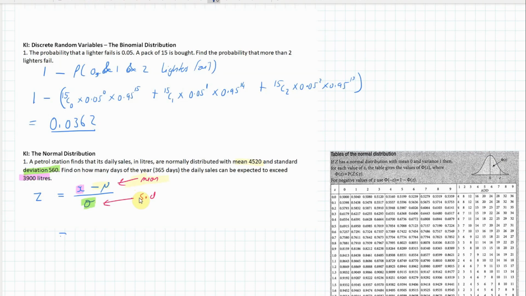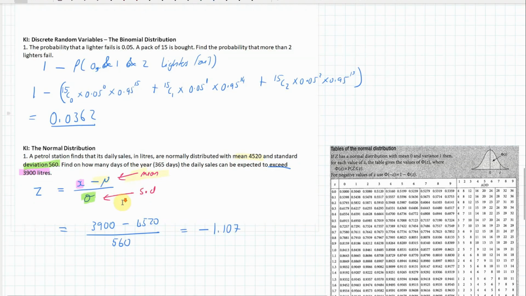So let's do it. Exceed, we want to exceed this, so we're going to go 3,900, take away the 4250 over the standard deviation, which is 560, and this will give us a Z number. Now what you'll find is we're going to get a negative Z number when we do this. So we're going to get negative 1.107.